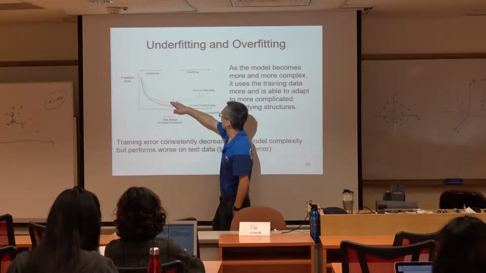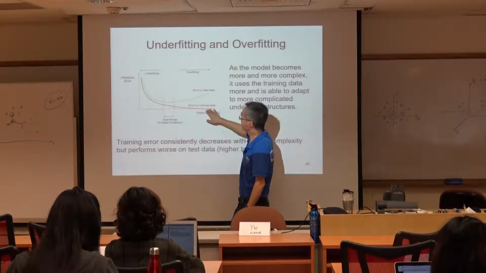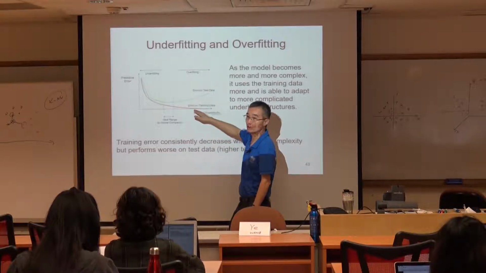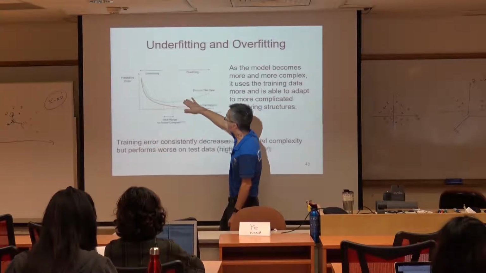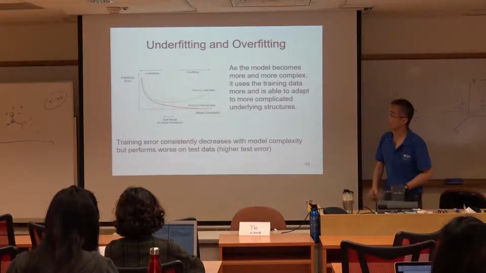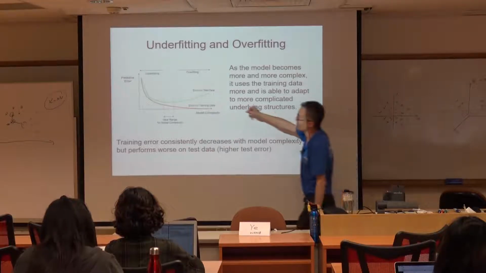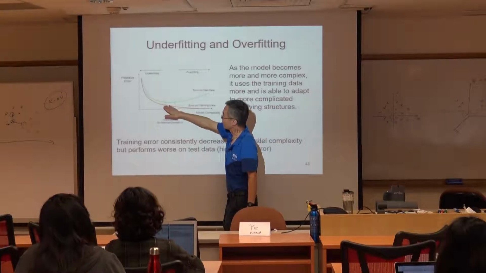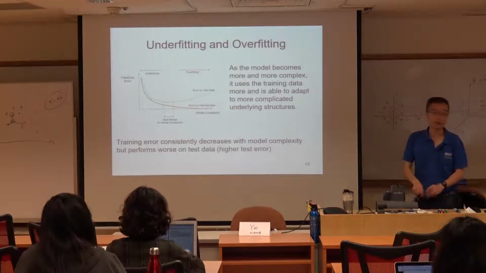Typically, you want to find the ideal spot here. For example, if you do more training on this training data set, then this training error is going to decrease all the time, but the test error could increase. So you want to find the sweet spot here where both the training error and the test error are reasonable.